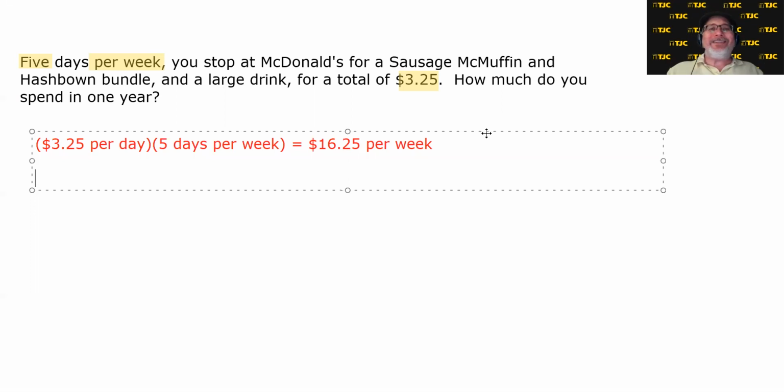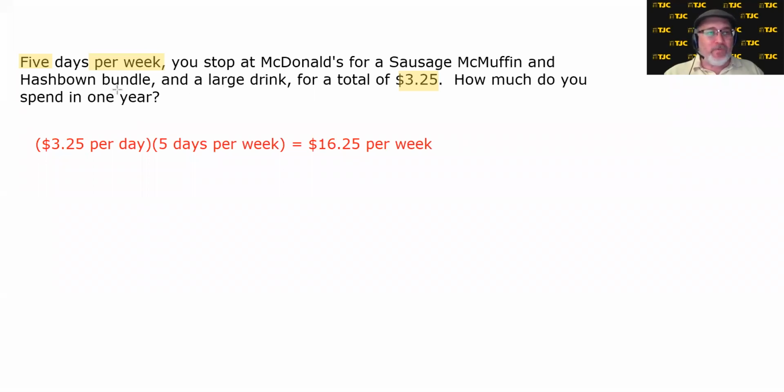Now, we need to take this down to a daily average. I know it's not saying you stop 7 days per week, but if we're going to take it up to an annual, we need to take it down to a daily. Why? Because we're currently at weeks and we want years. The conversion between weeks and years is not exact. 1 year is about 52 weeks. We want to use exact conversions when possible. 1 year equals 365 days, exact. 1 week equals 7 days, exact. So to get from weeks to years, we're going to go through days.